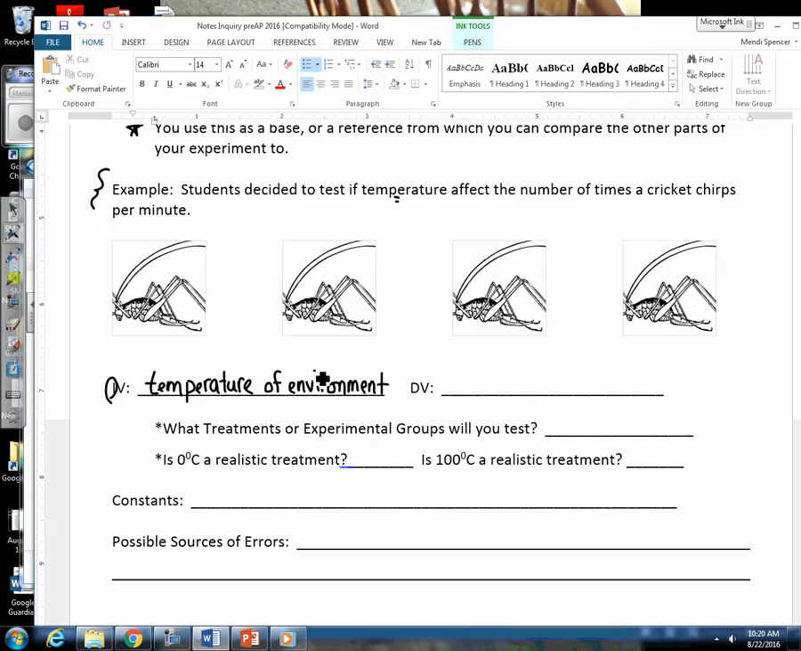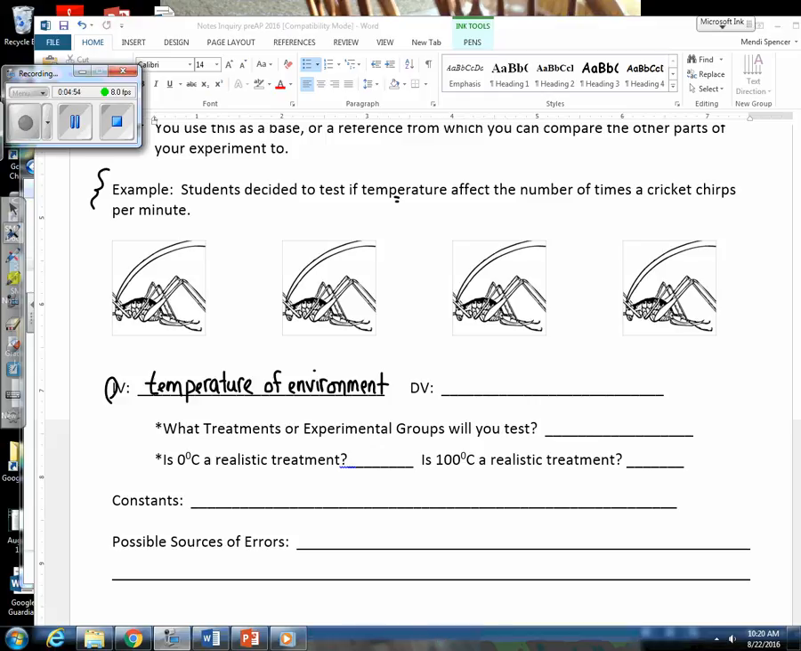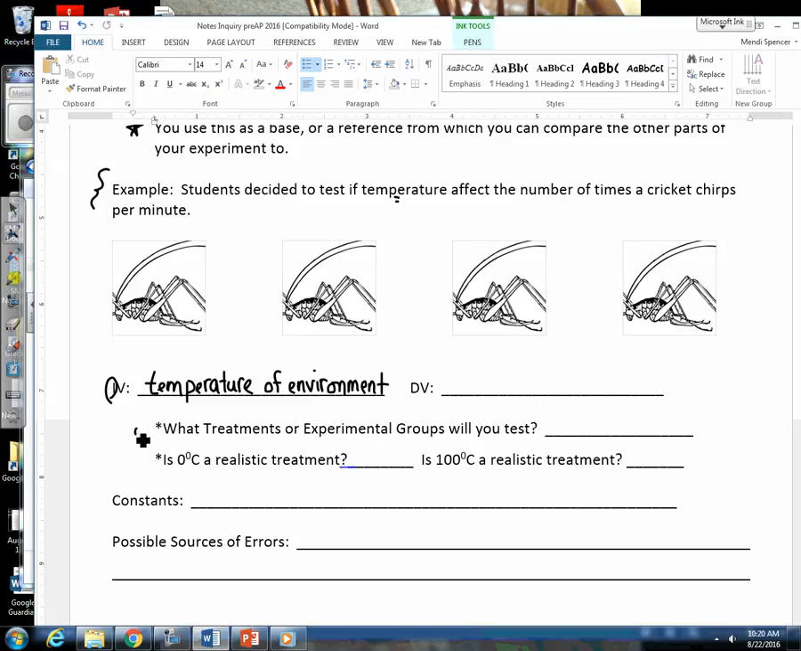Sometimes when you just put one word down for your IV, for your DVs, for constants, it's not enough information. You need to be more specific. Now, if I'm actually setting up this experiment and I'm identifying these different temperatures, I have to make sure that the temperatures I choose to test are going to be realistic. And I talked about that a little bit earlier. I want to make sure that these are realistic. So what temperatures do we want to set for these different experimental groups?